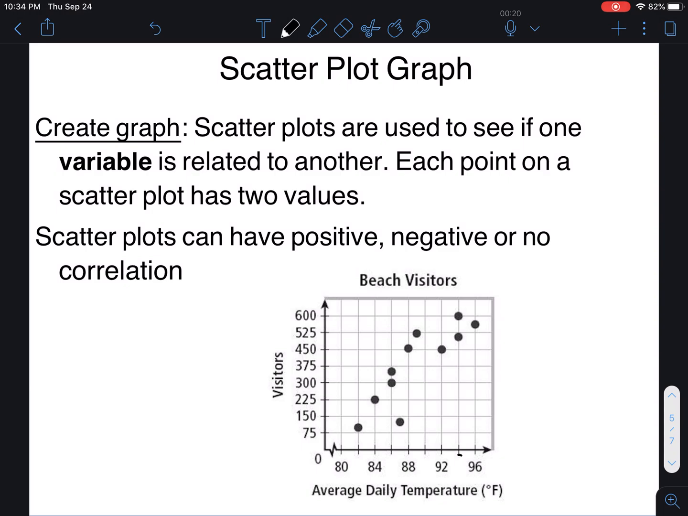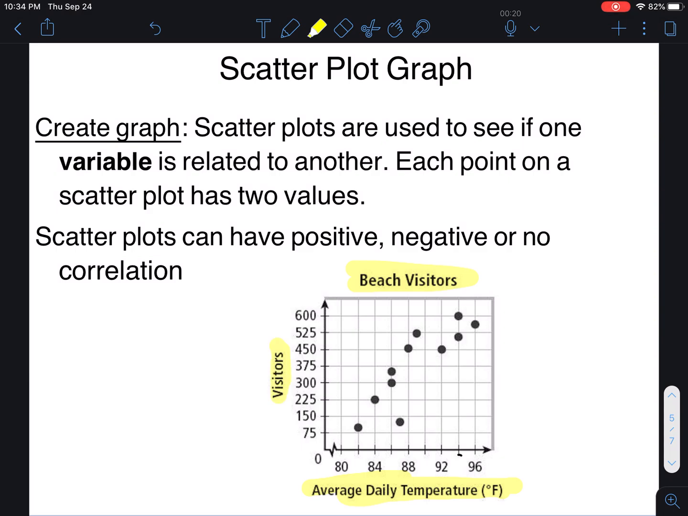Sometimes we use a scatter plot graph. We create this graph to see if one variable is related to another. Each point on the scatter plot graph has 2 values. Here's an example on the bottom of a scatter plot graph of beach visitors, and we're trying to see if there's a relationship between, as we see on the bottom here, the average daily temperature in degrees Fahrenheit and the number of visitors going up the vertical.